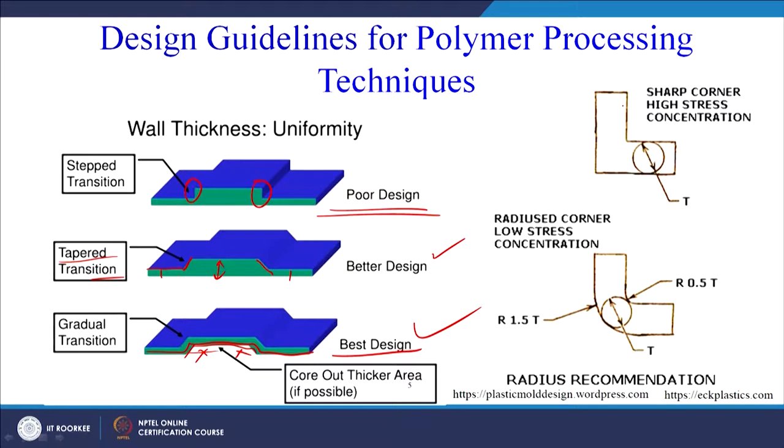Similarly, here we see sharp corners are there, so we maintain a uniform cross section by giving a radius here. So when we are designing plastic parts, we can take this type of guidelines into account so that our manufacturing becomes easier, faster and more effective.